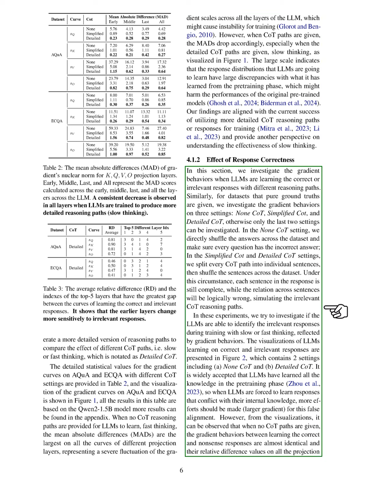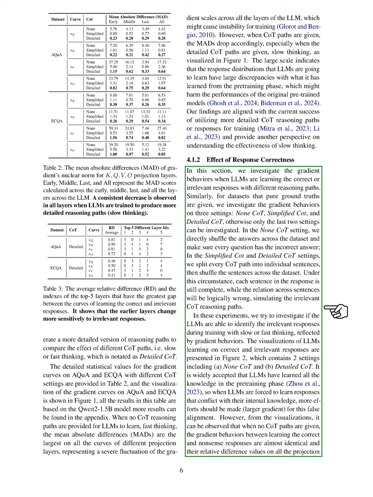We then investigate how LLMs learn correct versus irrelevant responses with different reasoning paths. For datasets with clear correct answers, we analyze gradient behaviors across 3 settings: non-COT, simplified COT, and detailed COT. In the non-COT setting, we shuffle answers to ensure incorrect responses. In the other settings, we shuffle individual sentences within COT paths, maintaining logical completeness but disrupting their relationships. Our experiments aim to see if LLMs can recognize irrelevant responses during training, as indicated by their gradient behaviors.